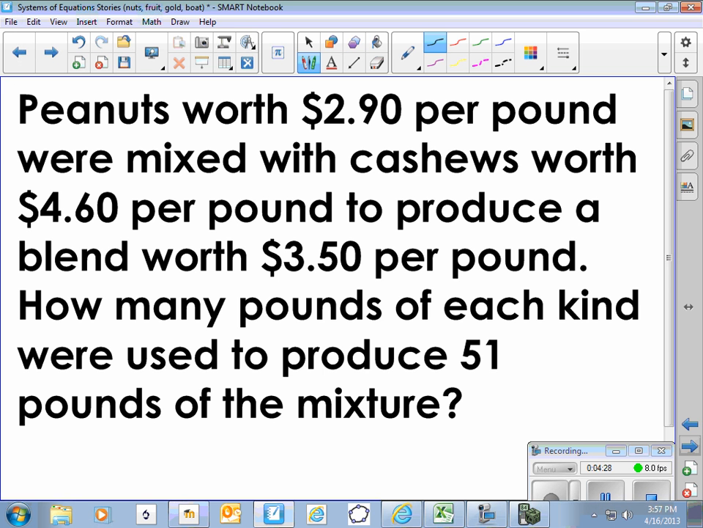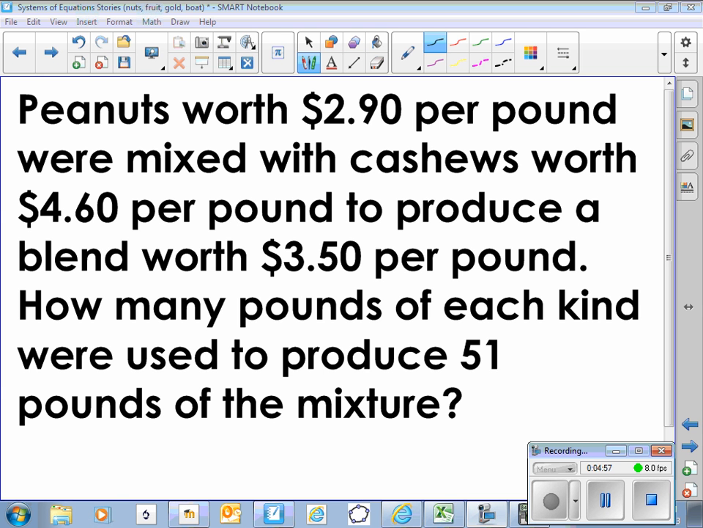So let's do that same thing with just a little bit different numbers. So peanuts worth $2.90 per pound were mixed with cashews worth $4.60 per pound to produce a blend worth $3.50 per pound. How many pounds of each kind were used to produce 51 pounds of the mixture? It's similar to that last one, except that we don't know the total cost.